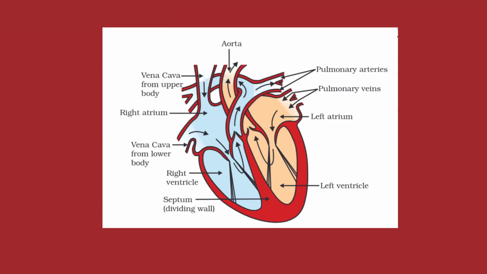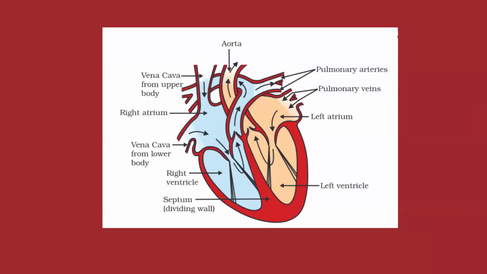From the aorta, it will divide into different blood vessels in the form of arteries. The arteries carry that oxygenated blood, and we can say arteries help to transport the oxygenated blood to each and every part of the body. And along with this, we can see the pulmonary arteries. The pulmonary arteries are the ones which carry deoxygenated blood from the heart to the lungs.